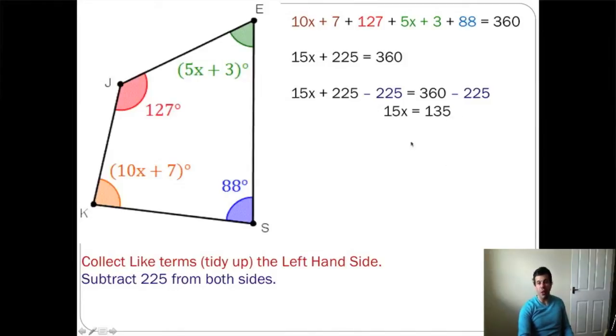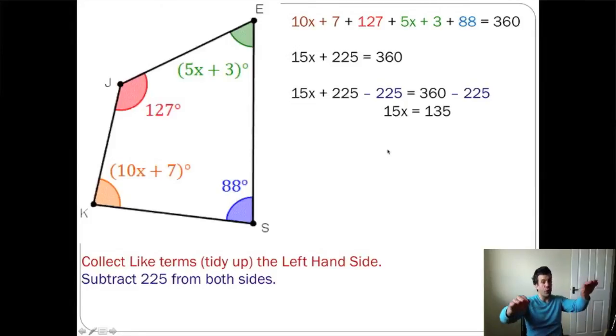135. So the right hand side's 135. 15 x's gives you 135. So basically, how much does 1x give you? To get x on its own, we need to get rid of the 15. In algebra, numbers and letters next to each other means multiply.